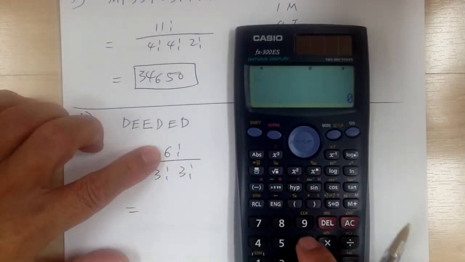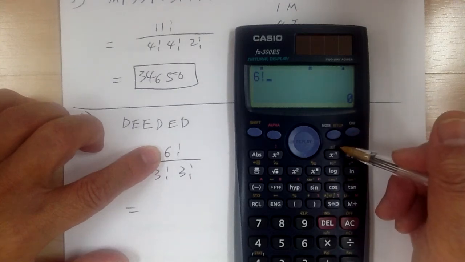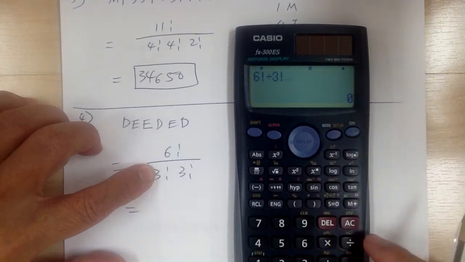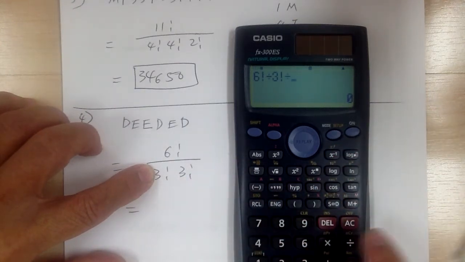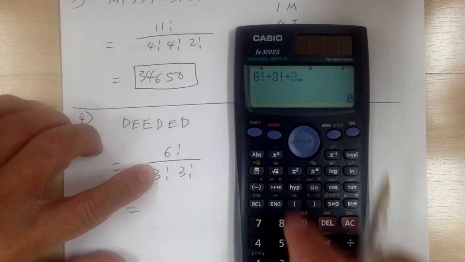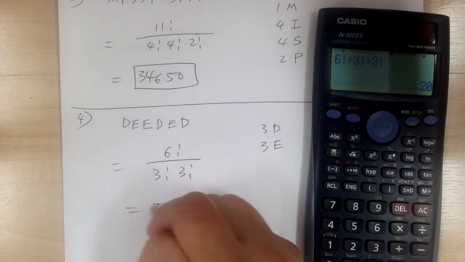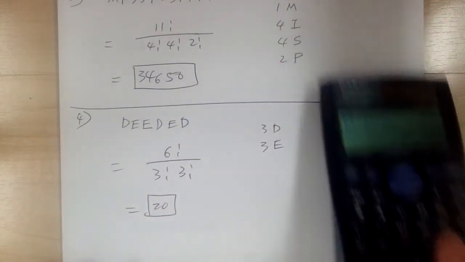Okay, so you have 6 factorial. So there's a factorial button right over here. Divided by 3 factorial. Again, anything on the bottom you have to divide, right? So divide. Don't push multiply. Divide by 3 factorial, equal 20. Okay. Let's go to the next one, number 5.